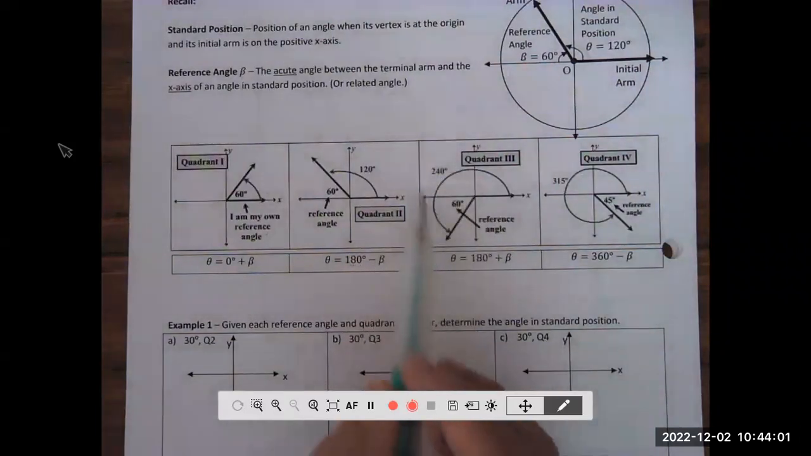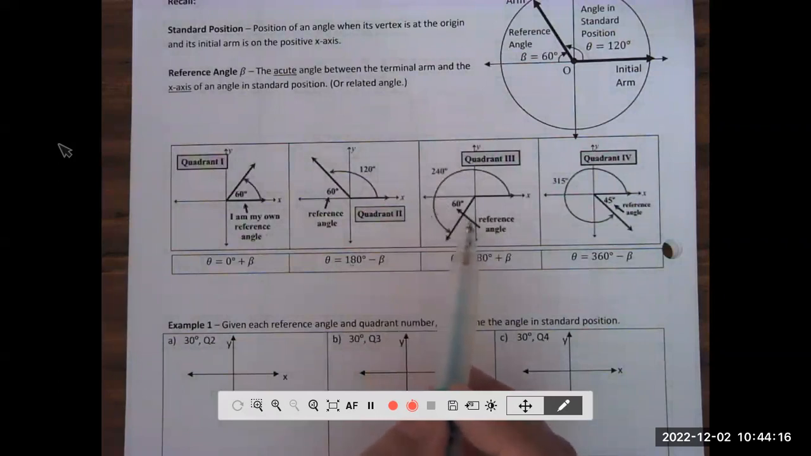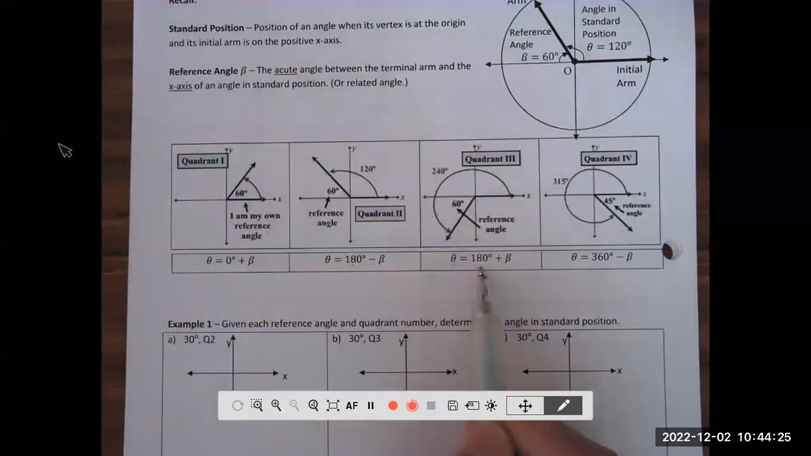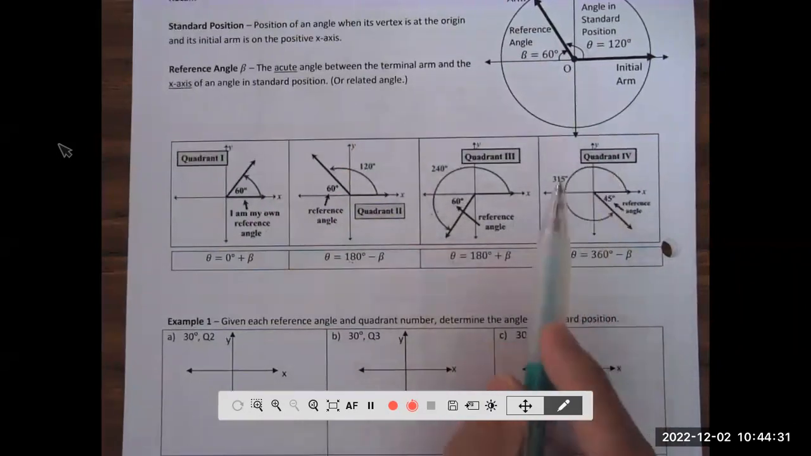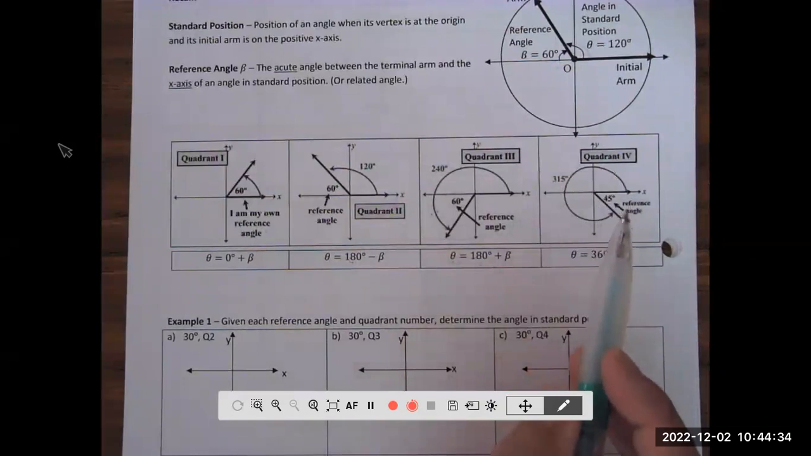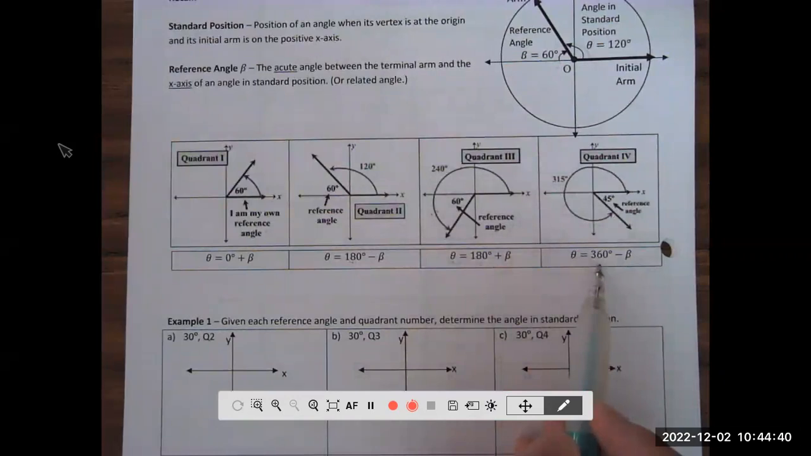In quadrant number 3, our big angle is theta, and our beta angle is actually within theta. So here, some people again will think, oh, maybe this is beta. It's a little cute angle. No. We always go to the x-axis. So this is our beta angle. So theta will always be 180 degrees plus the beta angle. And then lastly, if this whole angle is theta, this little baby angle is beta. So theta would be equal to 360, which is a full circle, minus beta. Okay?